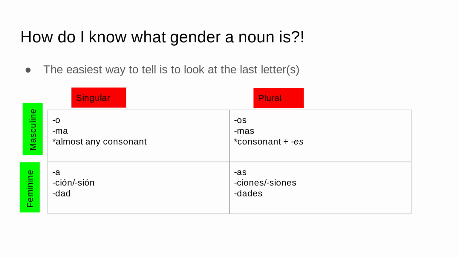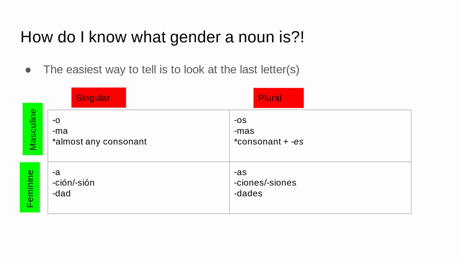How do we know what gender a noun is? The easiest way for us to do that is to look at the last letter or the last letters. In this table below, you will see some of the most common endings for words, although that does not mean that there are not exceptions. But the most common, if we're talking about something that's masculine, it's going to most likely end in an O, the letters M-A, or almost any consonant. And then the plural would be O-S, M-A-S, or a consonant and E-S.